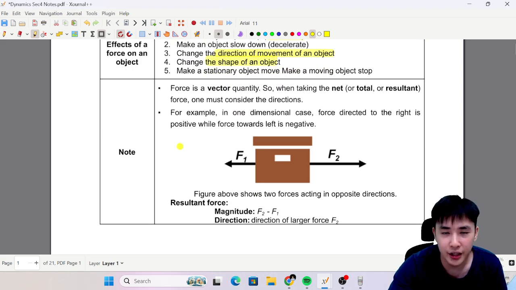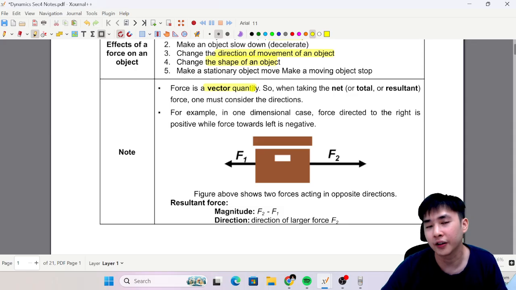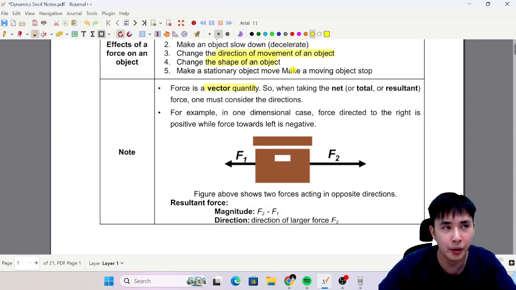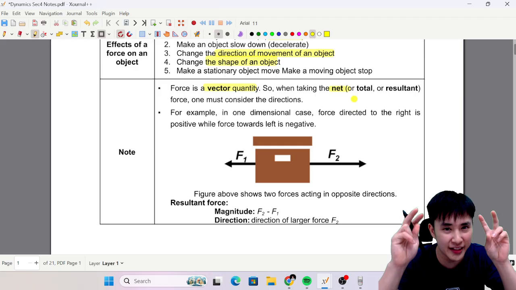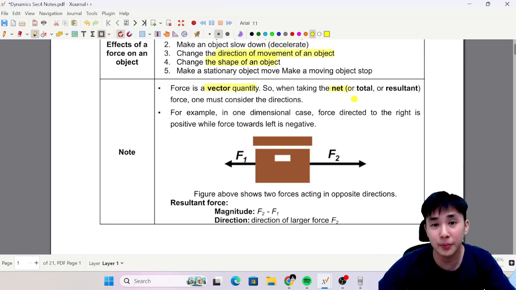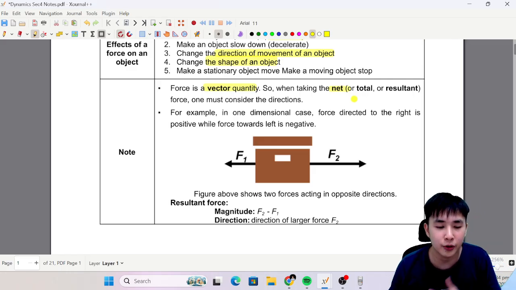Okay, and so you have to remember a couple of things. Firstly, force is a vector quantity. So whenever you're considering force, make sure you take the resultant force, which is why we got to be careful when we talk about forces, whether we're talking about one of the forces or the net force. So if you see the phrase net, just take note, it means total or resultant force. And you must account for the direction.